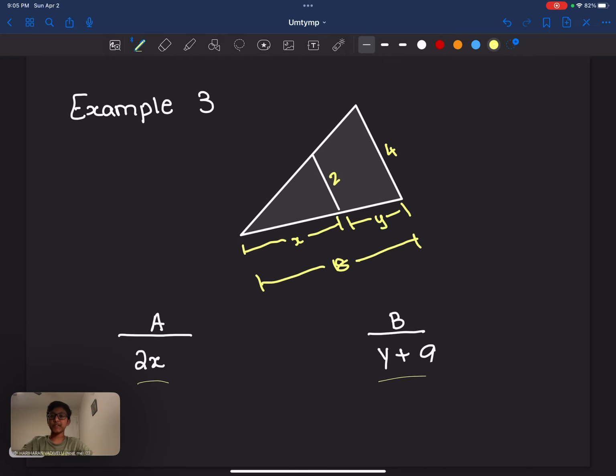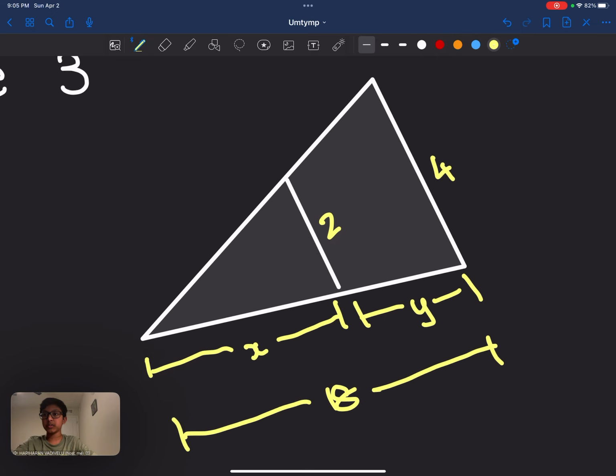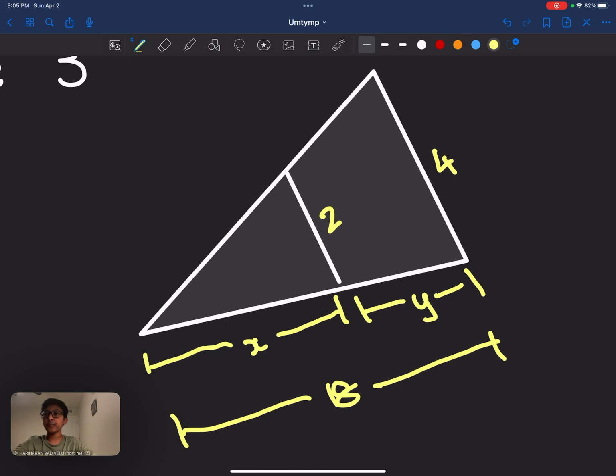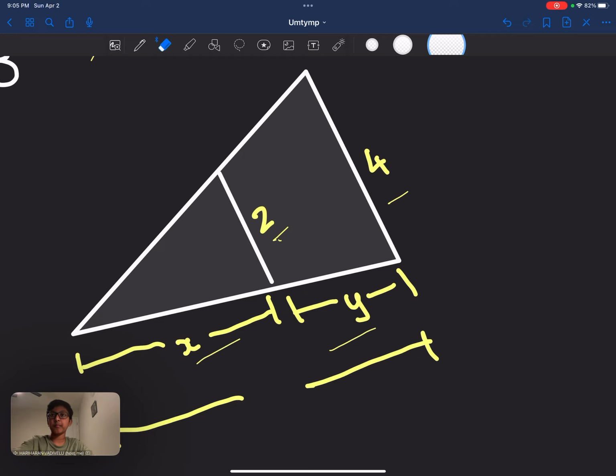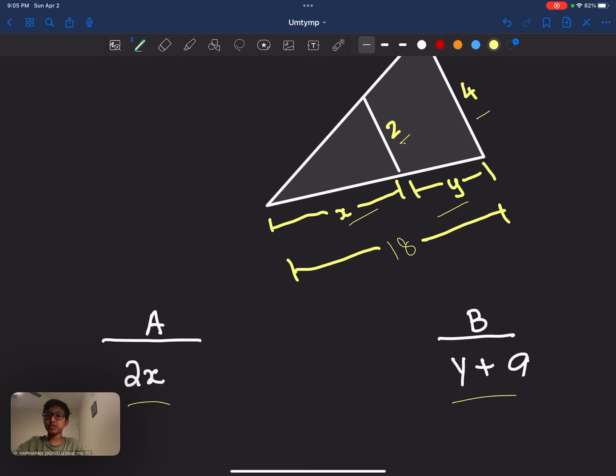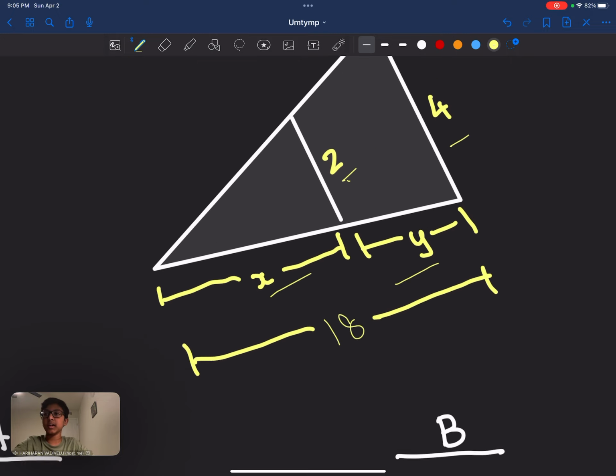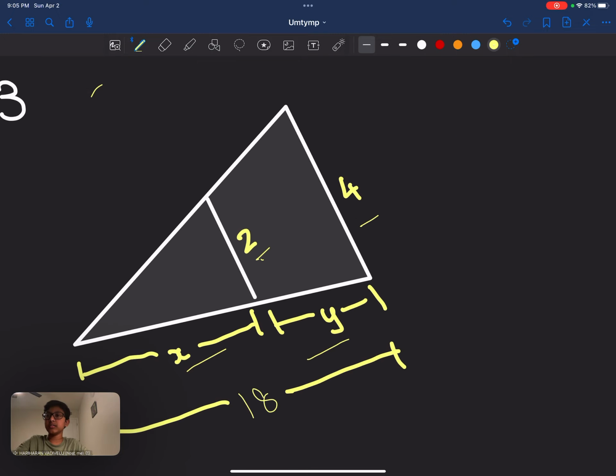Alright, so here's an example. So this is a triangle, kind of getting into geometry here, but doesn't matter. So we have 2, 4, x, y, 18, a bunch of random values. That doesn't look like an 18, so let me change that. And then on A we have 2 times x, and B we have y plus 9. So using the similar triangles formula, 2 over 4 is equal to x over 18.